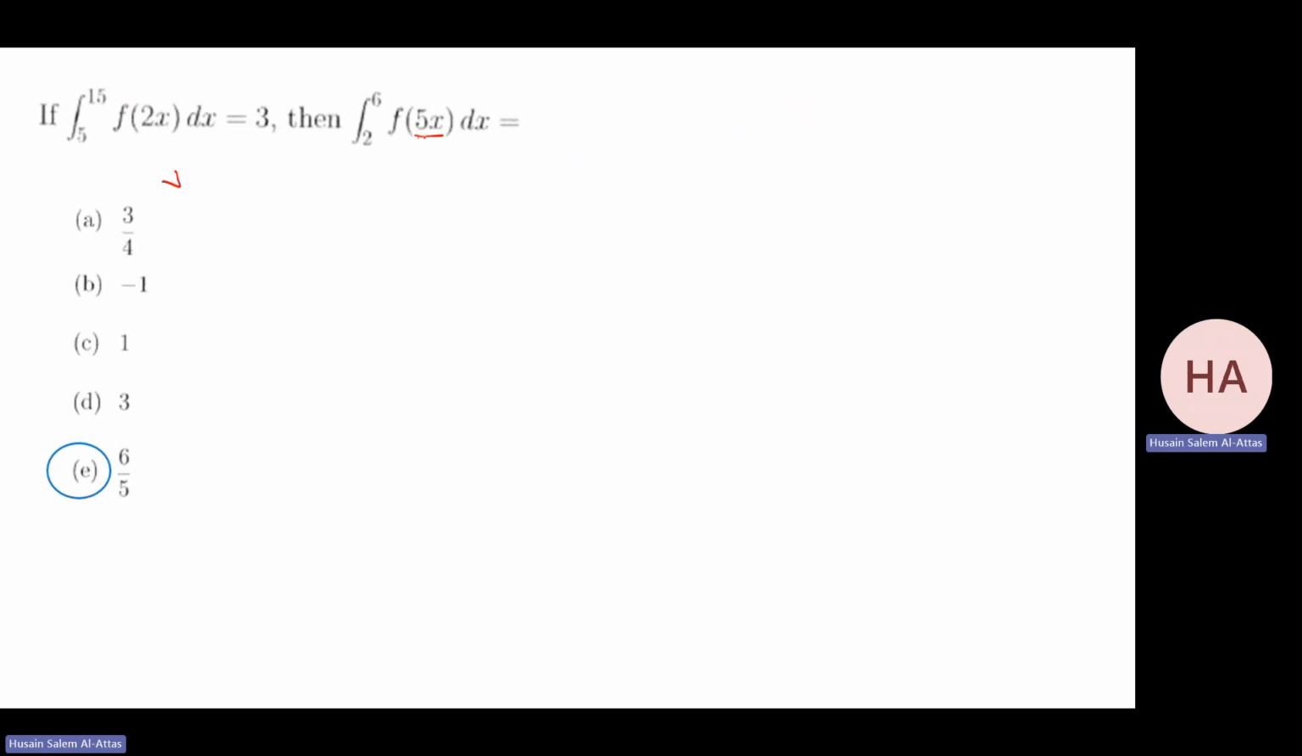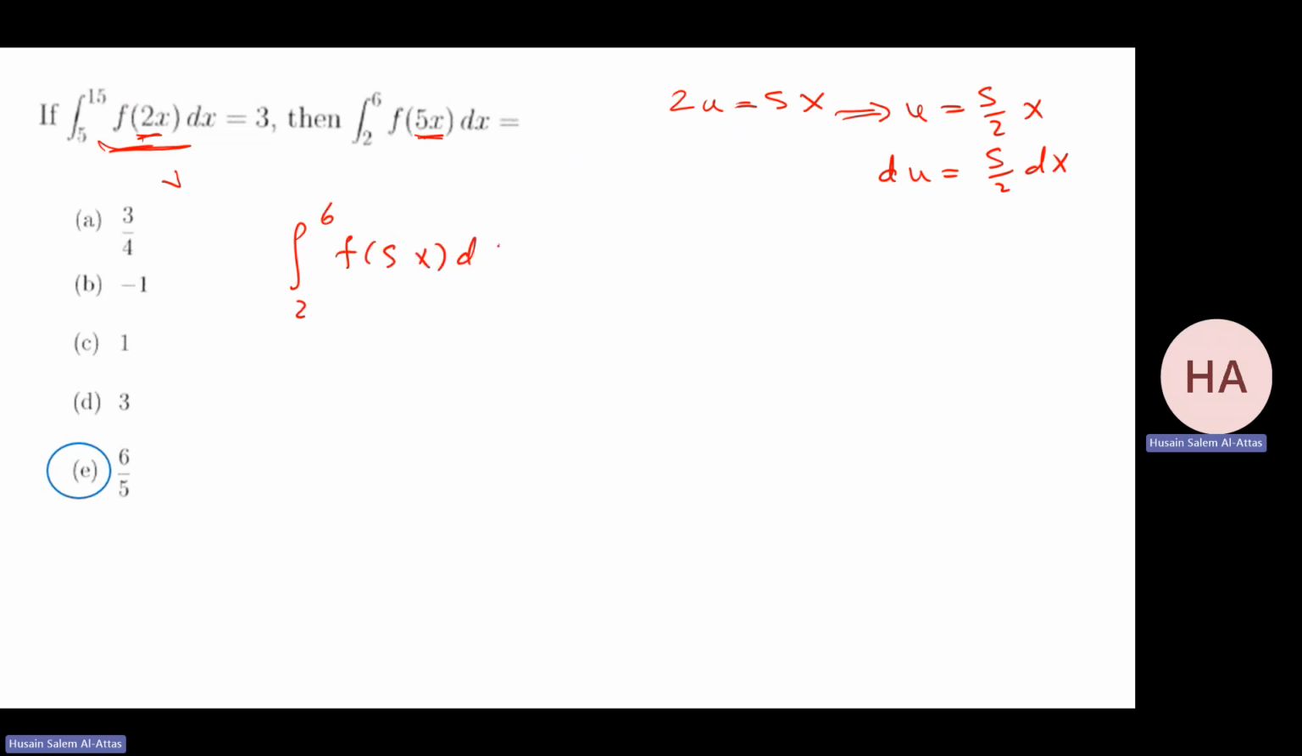So if I want to change this into this one, I will take 2u equal 5x. So it's 5x into 2u. So I can apply this directly. So what will be u? U will be 5 over 2x. So du is 5 over 2 dx. Okay. So integral 2 to 6 f of 5x dx will be what? Now, with x equal 2, that will be 5. With x equals 6, that will be 15.